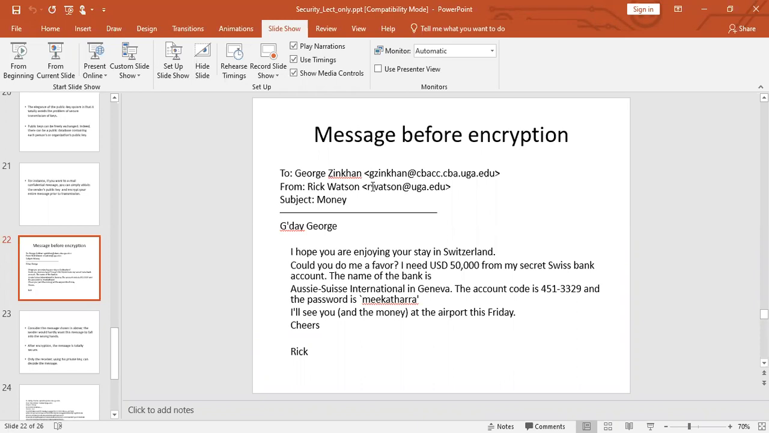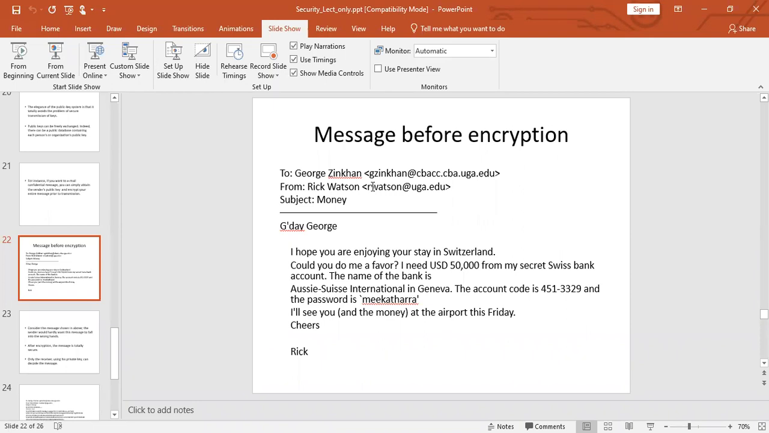Cheers, Rick. Just imagine if such a message is being sent across. Look at the content of the message, very, very sensitive. This person has provided his account number, his password. When this information lands in wrong hands, that is, if a hacker is able to intercept this message, he will be able to use the account number and the password to withdraw from Rick's account.